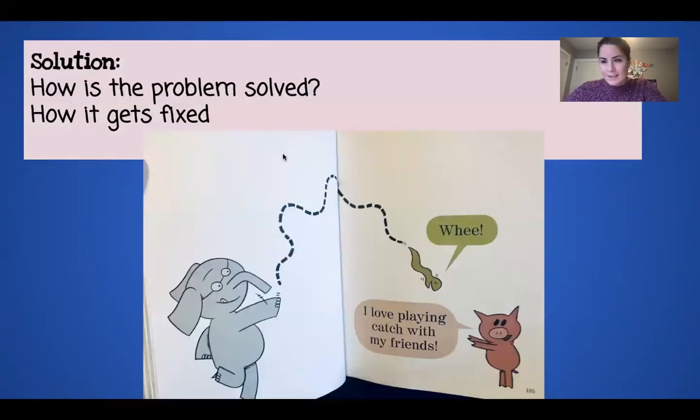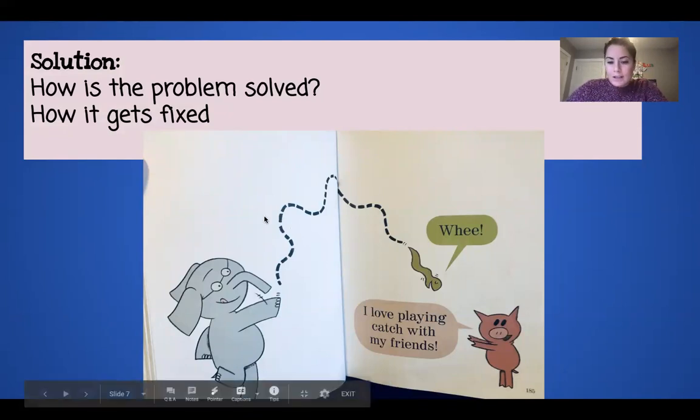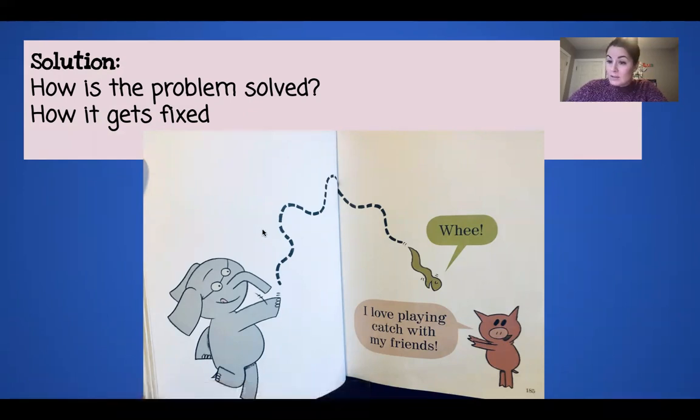Solution. Do you remember what that is? It's kind of a big word. It's how the problem is solved, how it gets fixed, right? So if you remember this story, look at this picture right here. How was their problem solved? Could they still play catch?